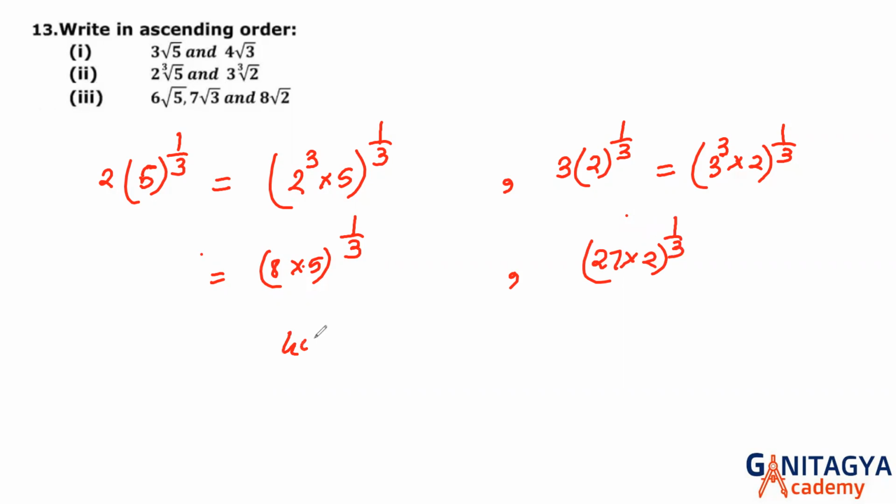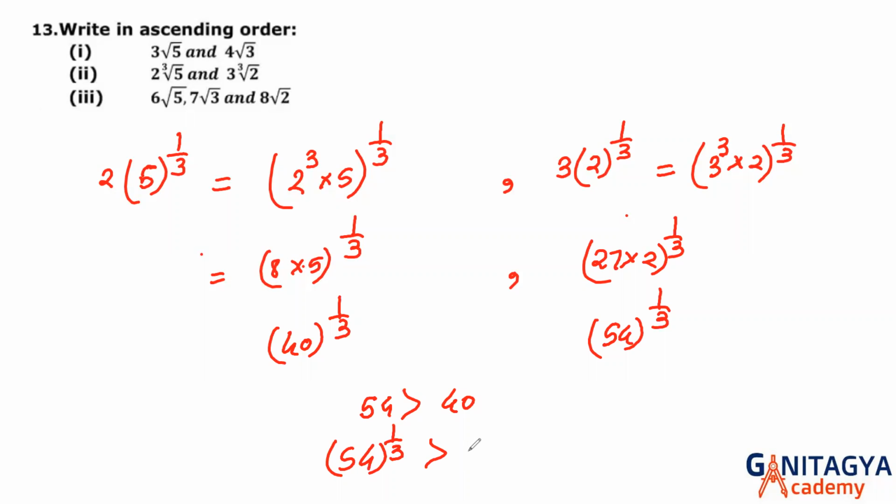So one is 40, its power is 1 by 3, and another is 54, its power is 1 by 3. So we can say 54 is greater than 40, hence 54 raised to 1 by 3 is greater than 40 raised to 1 by 3. Hence we can say the ascending order is the same, right? This is the first, and the second one will be the other. This is the correct ascending order. Okay, second is also done.